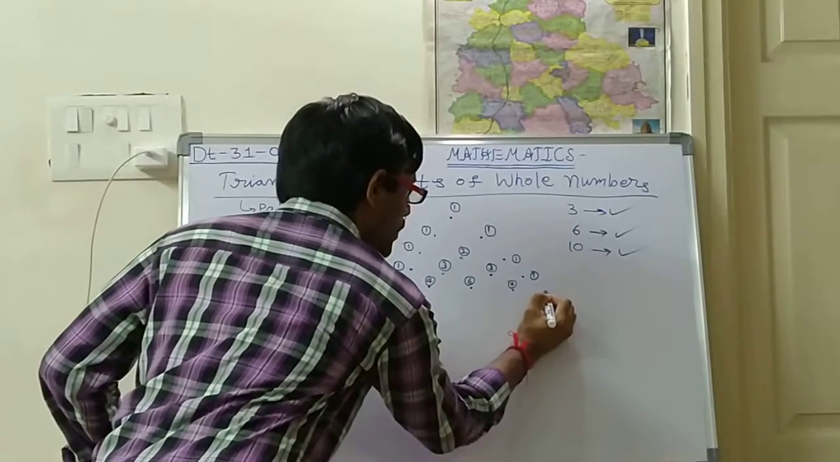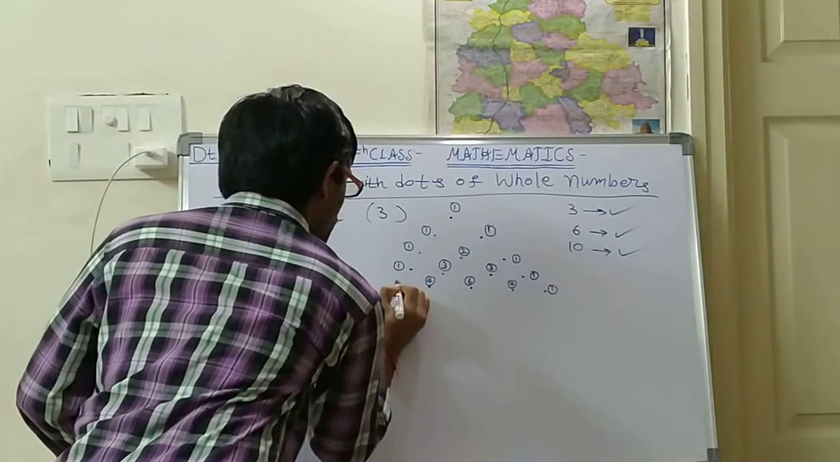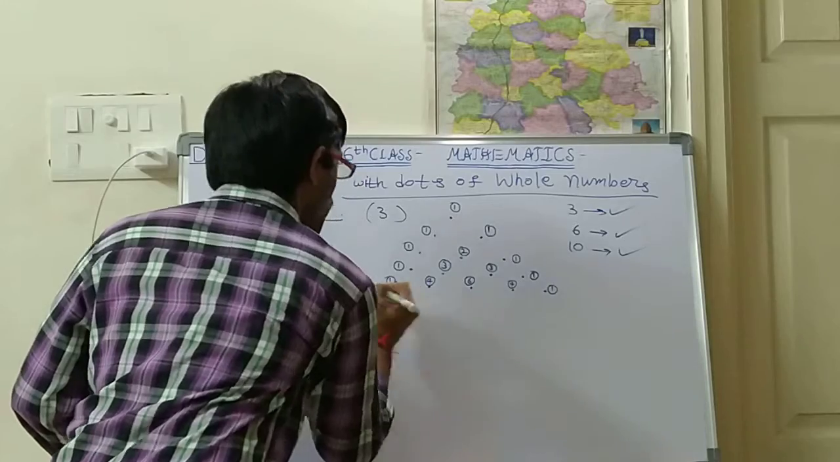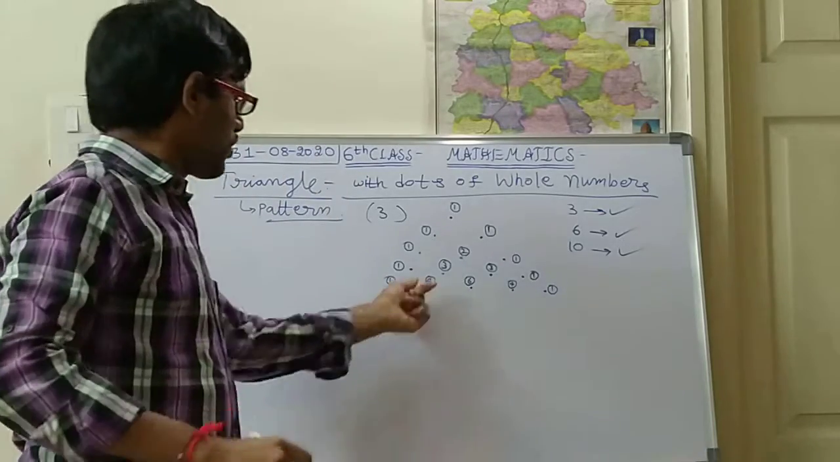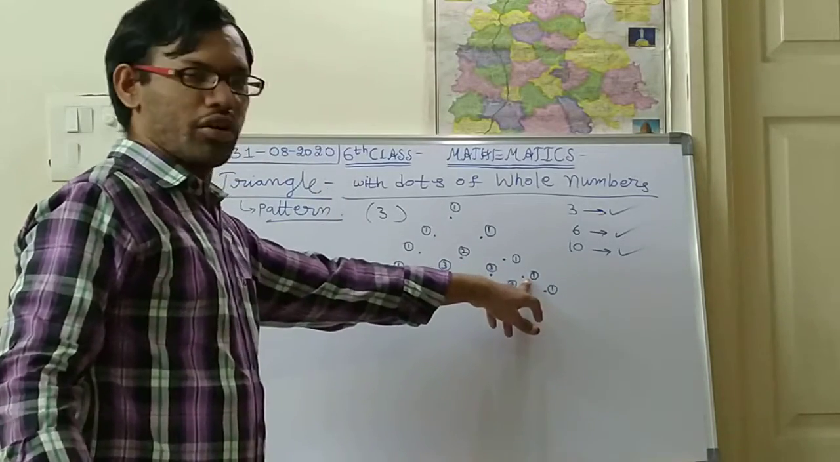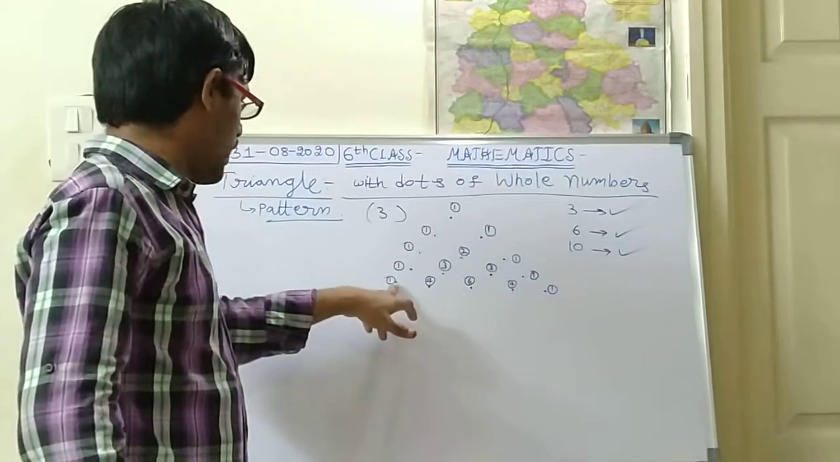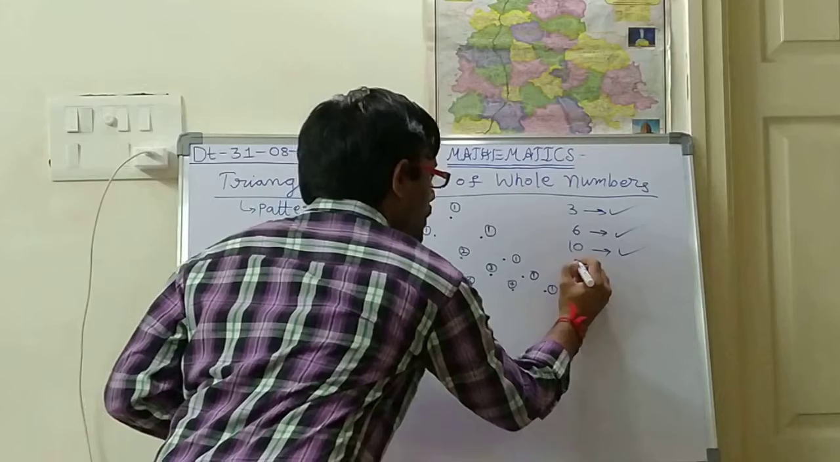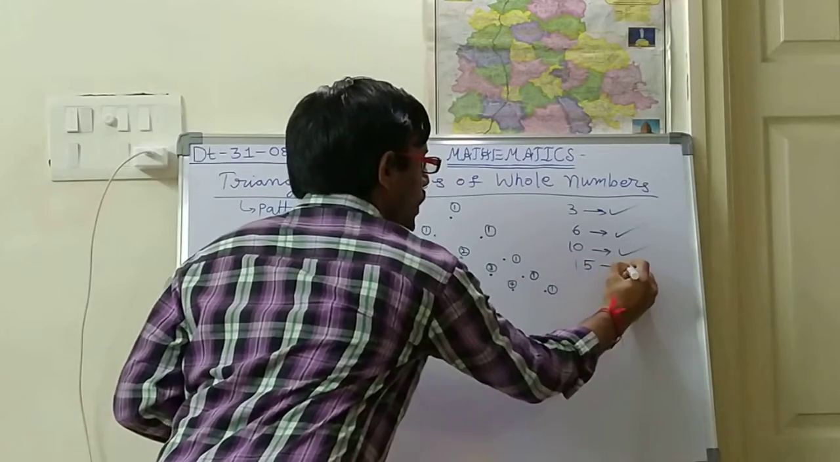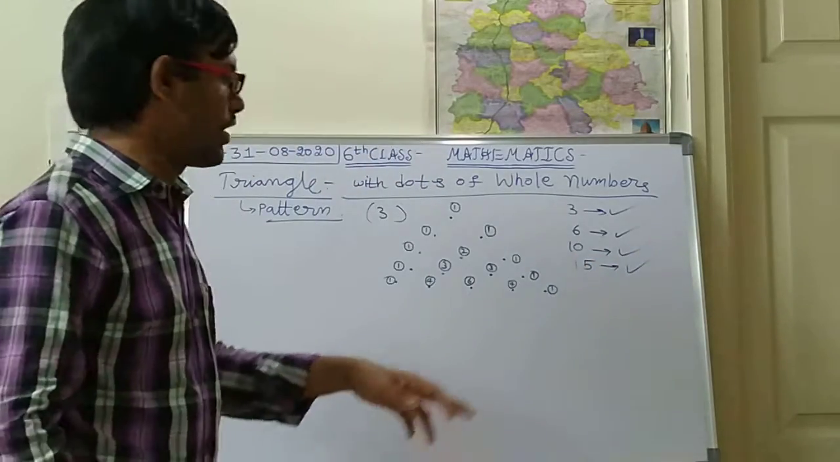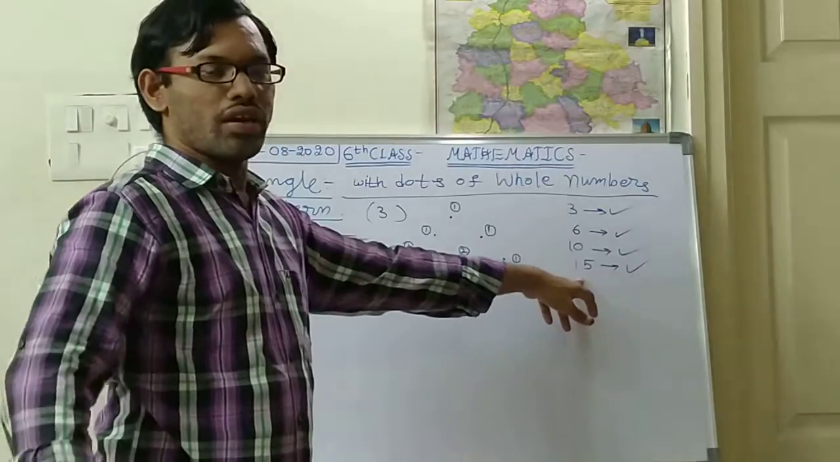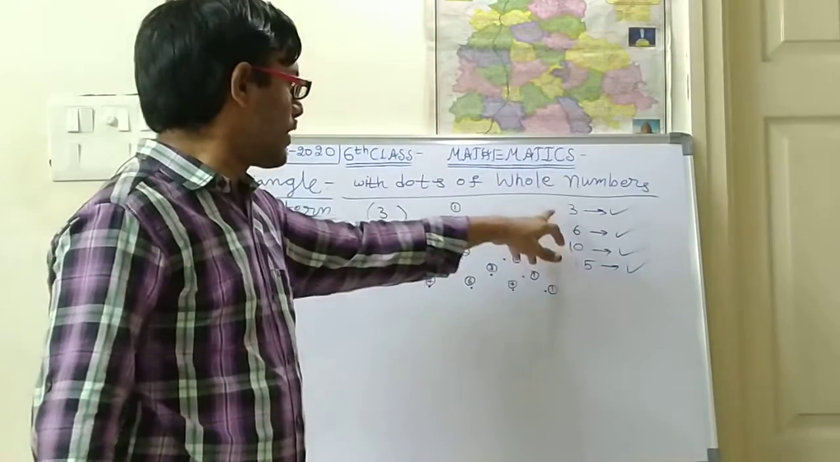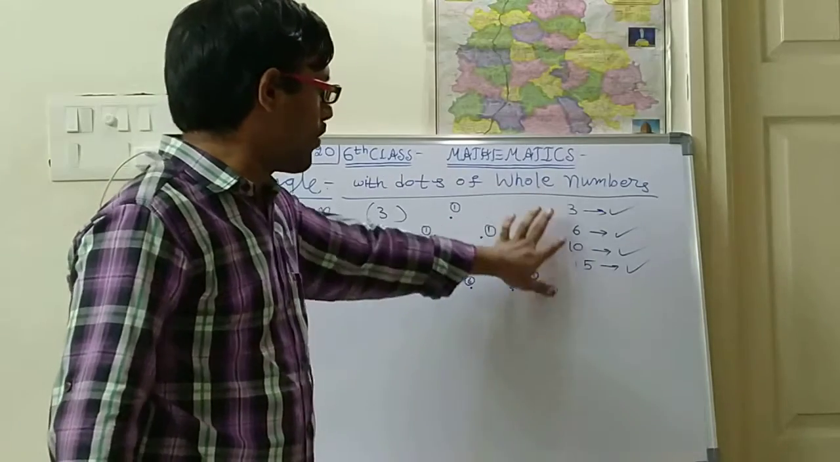Next at the last you keep 1, and here at the last you keep 1. Okay, so like this, up to here 10 dots. Next 11, 12, 13, 14, 15. That means after 10, what is the next number? 15 is the next count for forming the triangle. 3, 6, 10, 15. So 4 completed.